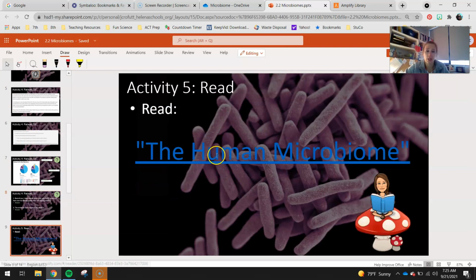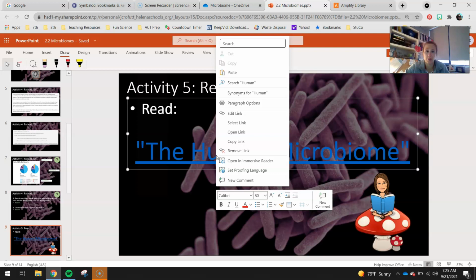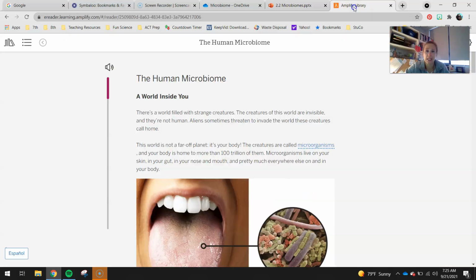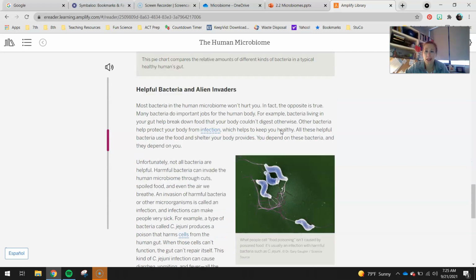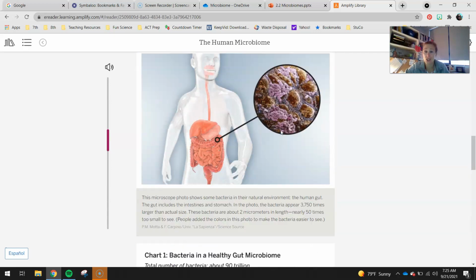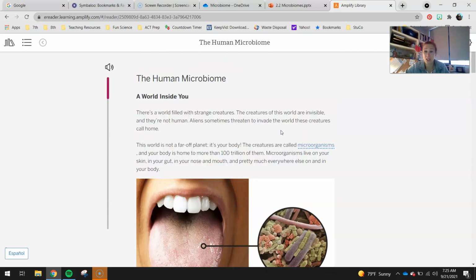Okay, activity 5, we're going to learn a little bit about the gut microbiome. So go ahead, right click and open this link up. It's going to take you into Amplify, and you get to read this article. Okay, remember that my bargain with you is you don't have to highlight and annotate this article as long as I can trust and assume that you are doing a good job reading it.